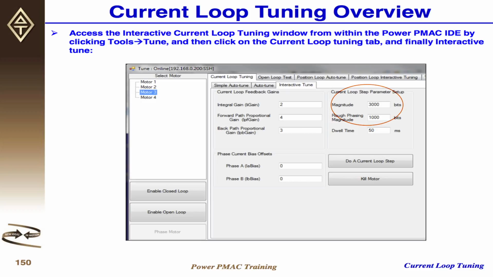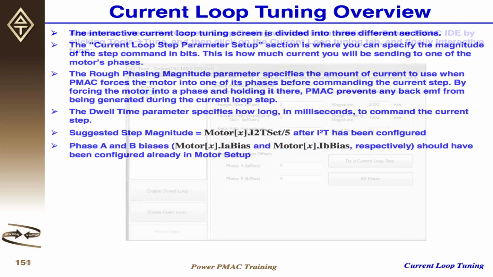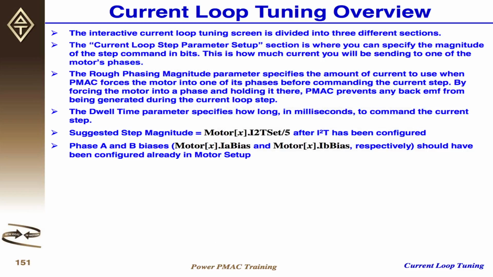It's in these weird units of bits. Basically, that's a digital representation of a current value. A safe value for the current loop step is virtually always going to be motor x.I2t set over 5. That's right here. That is our suggested step magnitude after you have configured the I2T settings, which are a standard part of your system setup procedure.